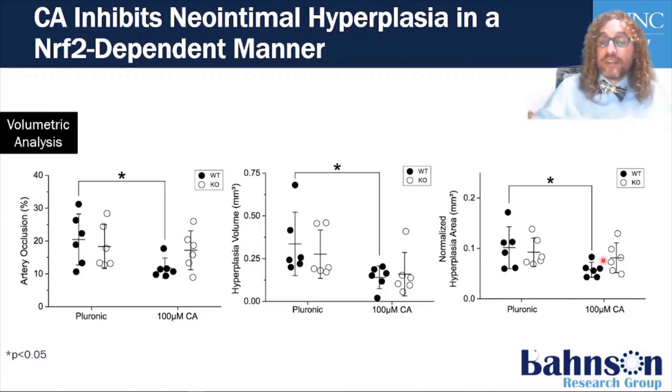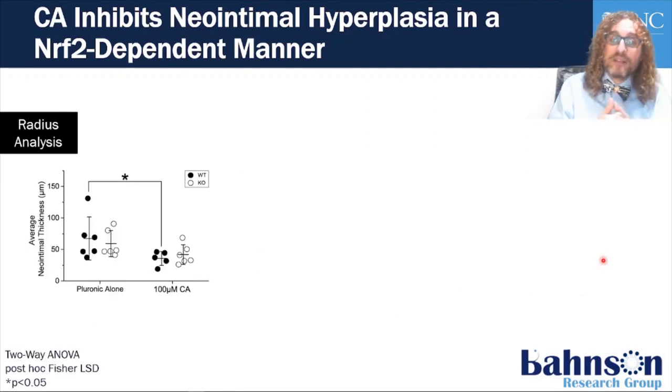So this suggests that the development of neointimal hyperplasia is inhibited by CA in a Nrf2 dependent manner. All these are volumetric analyses, but we have all this data with the radius.